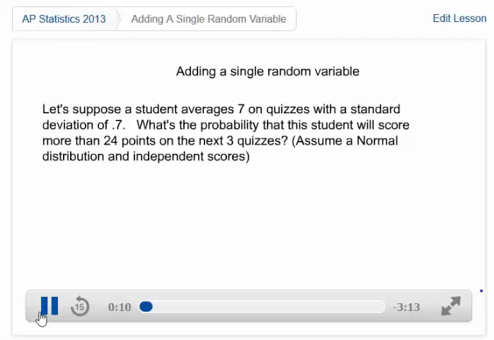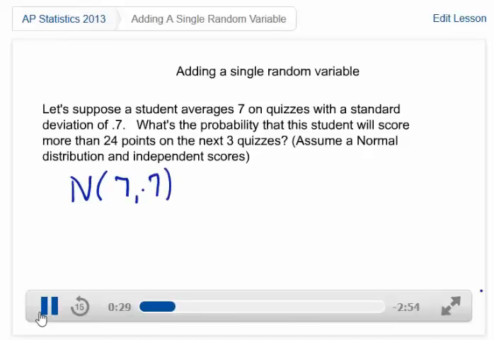Let's suppose a student averages 7 on quizzes with a standard deviation of 0.7. What's the probability that this student will score more than 24 points on the next 3 quizzes? We're going to assume a normal distribution and independent scores. So we have a normal distribution with mean 7 and standard deviation of 0.7.